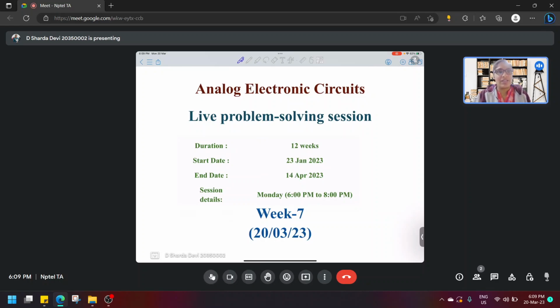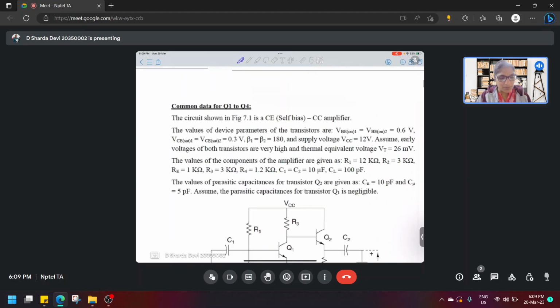We have already finished the first half of the course, moving on to the second half. Today we will be talking about multi-stage amplifiers based on BJTs and MOSFETs. Moving on to the first problem.